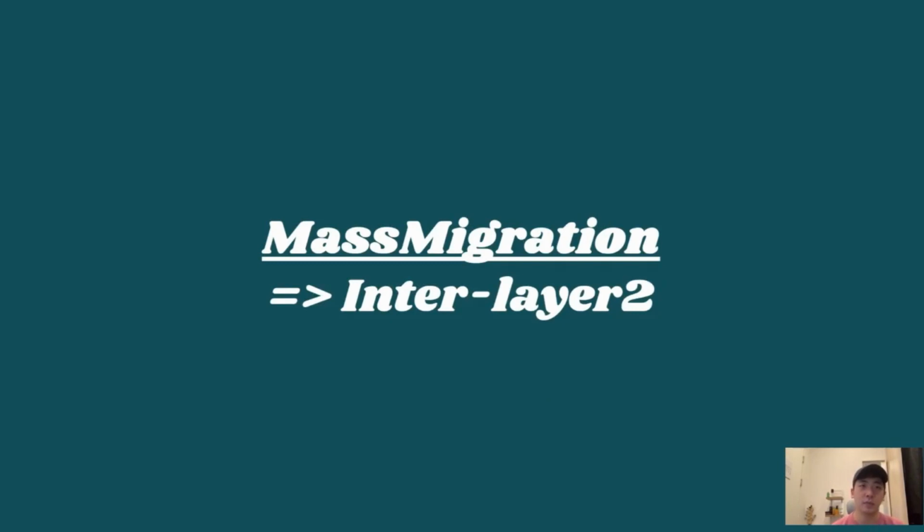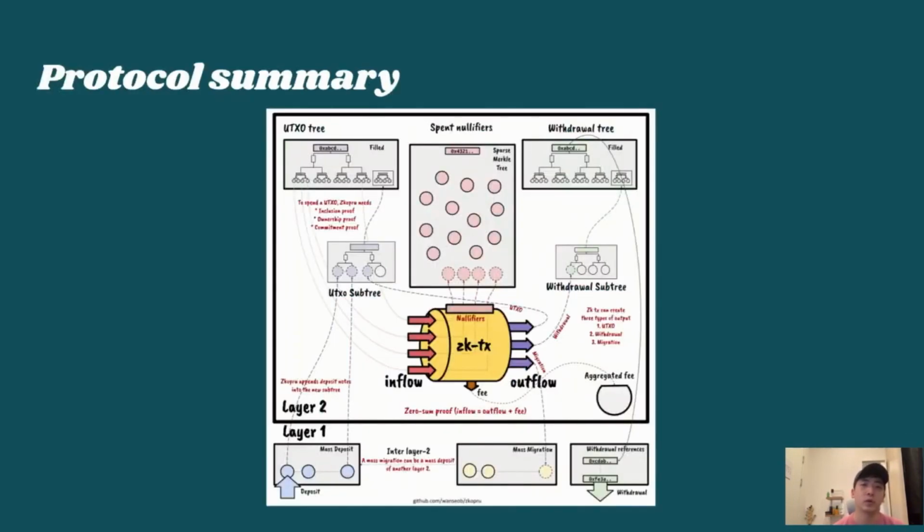The next feature is mass migration. Instead of transfer or withdrawal, users can migrate to another compatible network using migration transactions. The accumulated migration outputs become a mass deposit for the destination network. So users can easily migrate to the upgraded Zkopru network without having to withdraw and deposit again.